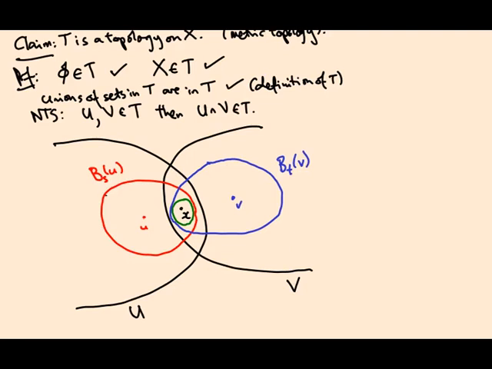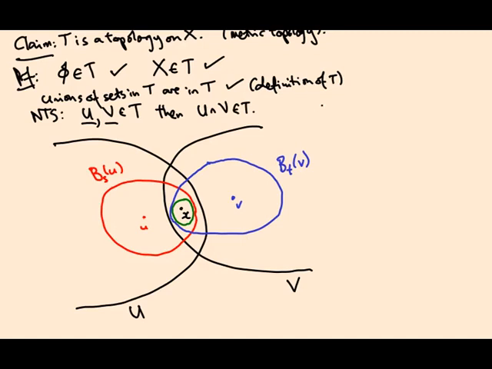Right, so the existence of the red ball and the blue ball follow from the fact that U and V are in T. What I want to show is that there's this green ball which is contained in the intersection. Because then, if I just take the union of all the green balls, that will exhibit U intersect V as a union of balls, which is how I defined the topology T. So all I need to do is to pick some radius for this green ball that's sufficiently small that it's contained in both the red ball and the blue ball.